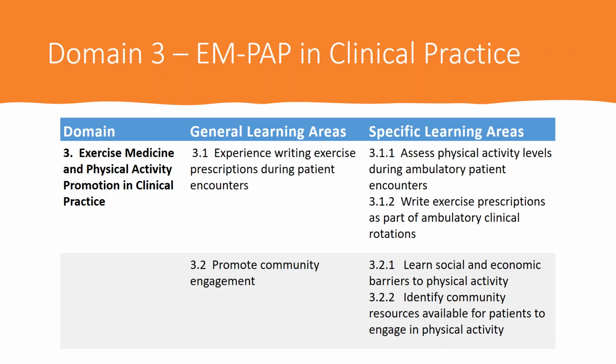And the second part of the general learning area involves promoting community engagement. Examples are learning social and economic barriers to physical activity, as well as identifying community resources available for patients to engage in physical activity. For example, identifying community or senior centers, or possibly a local church or gym or pool facility that would be able to facilitate exercise.